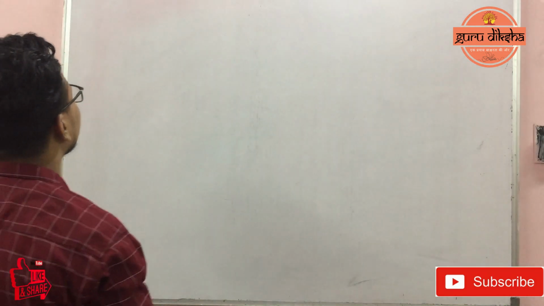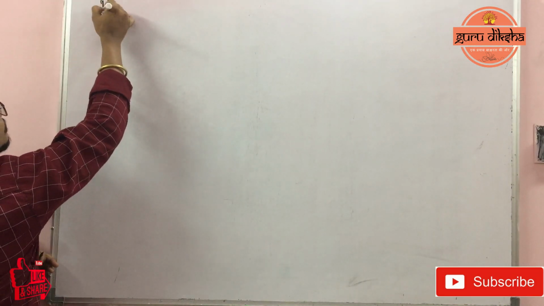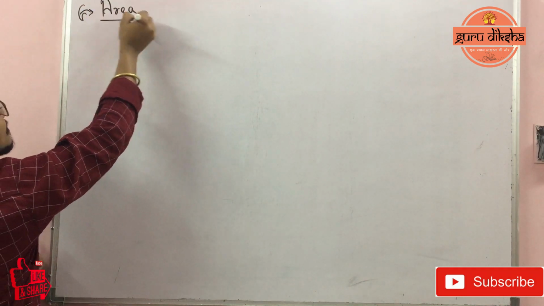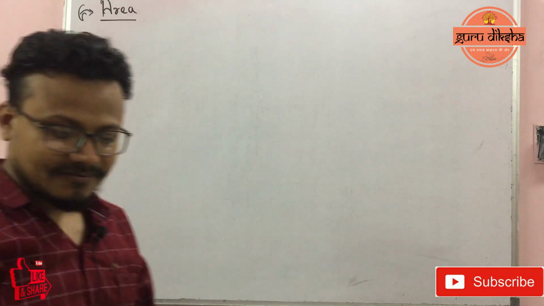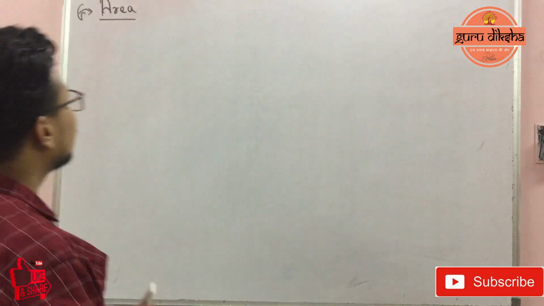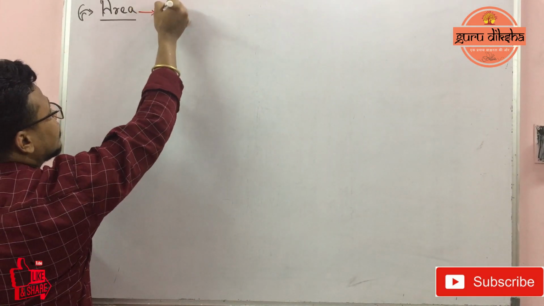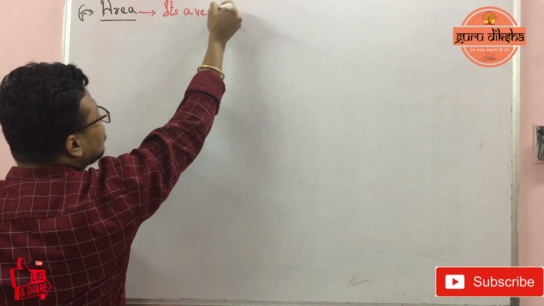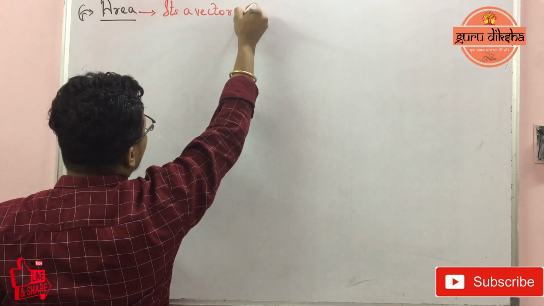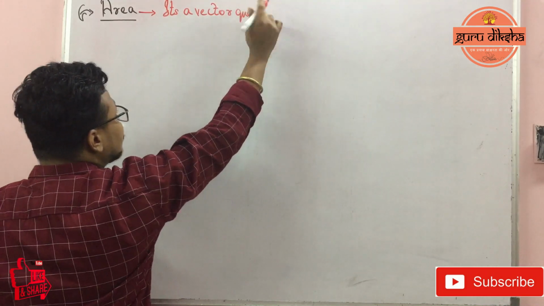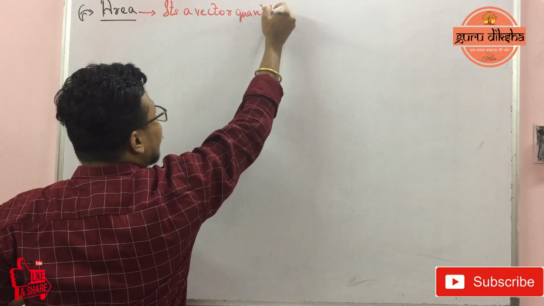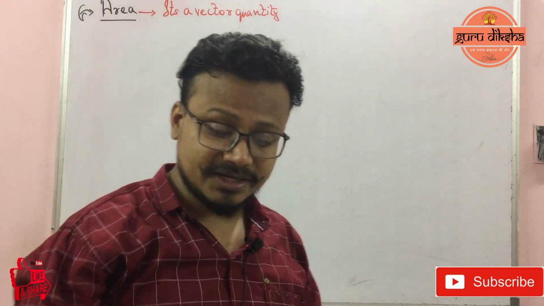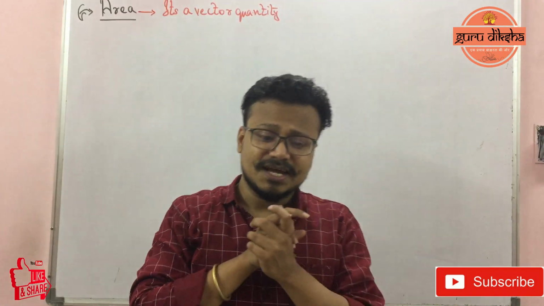Area. See, what exactly is area? First of all, always remember it's a vector quantity. Oh, vector quantity. Then it should have some direction. If it is a vector quantity, then it should have some direction.